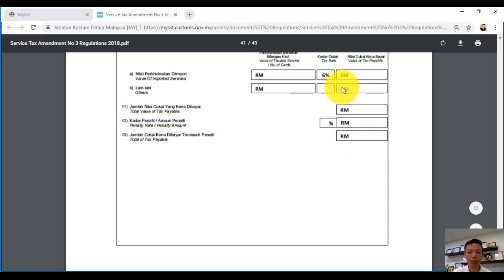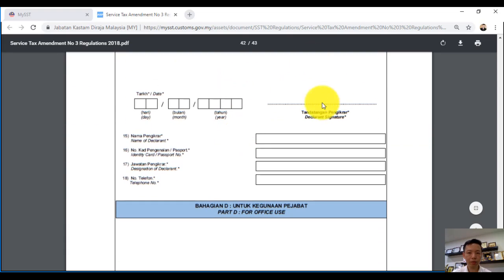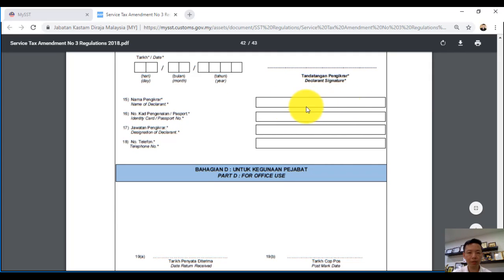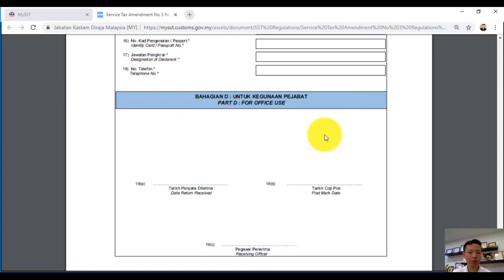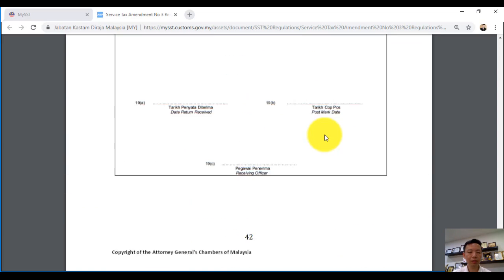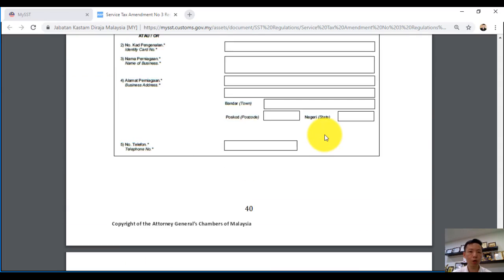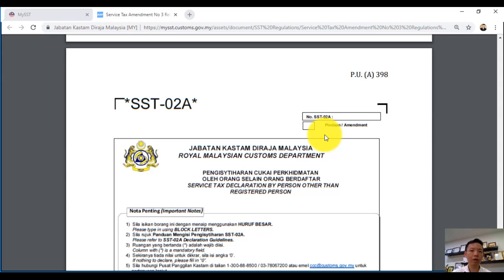Then calculate the total amount. This is the actual total, the SST amount plus the penalty amount. Then you have the total amount. Then scroll down, this is the declaration: your signature, the date of the declaration, the person making the declaration, then the IC number of this person, normally the boss, then the designation and telephone number, just in case the customs officer wants to contact you. Leave this part for office use for the customs officer. So this is what you need to submit to customs if you are a non-SST registrant for importation of taxable service. This is called the SST.You form.